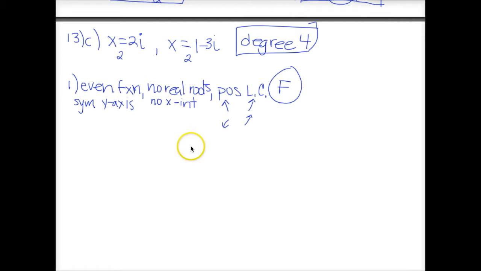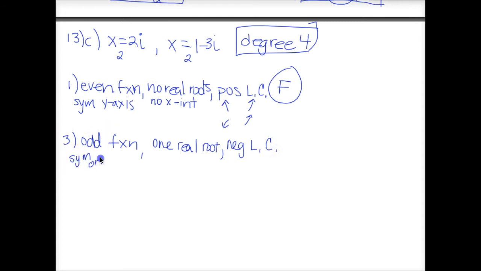Another one that I am looking at, number 3, says it's an odd function. It says 1 real root, and it says it has a negative leading coefficient. So odd function means it has to be symmetric about the origin, which means if you rotate it 180 degrees, it should look the same. 1 real root means there should be 1 x-intercept, and a negative leading coefficient means that end behavior either looks like this or it looks like this.